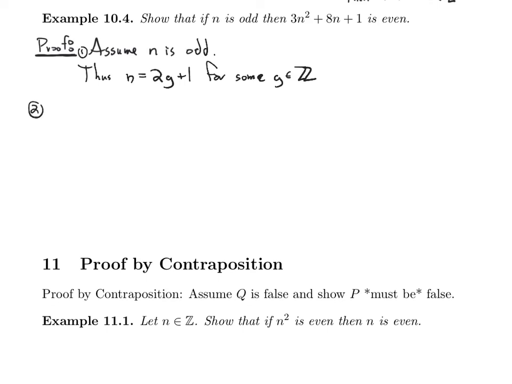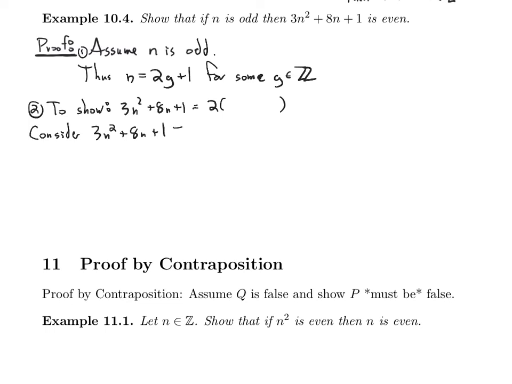The second part, let's write down what we want to show. We want to show that this expression 3n squared plus 8n plus 1 equals 2 times some integer. Okay, so that's what we want to show. Let's start with one and show that it looks like the other. So let's consider 3n squared plus 8n plus 1.